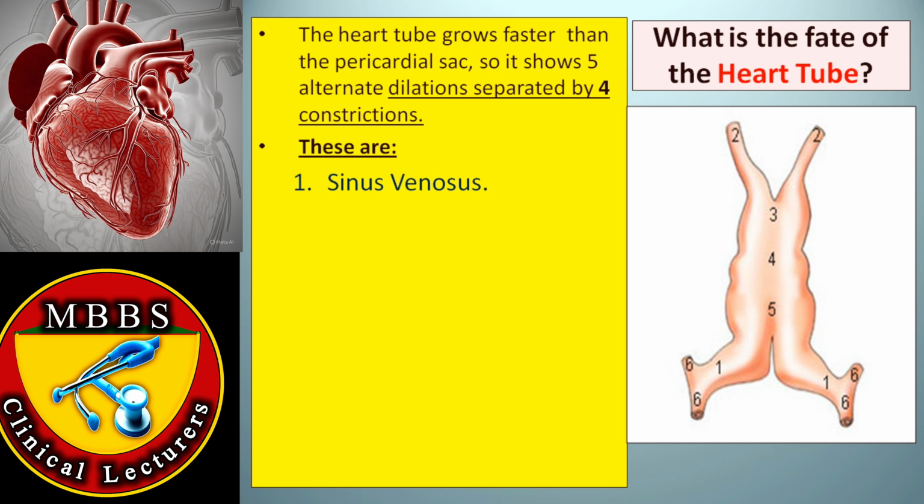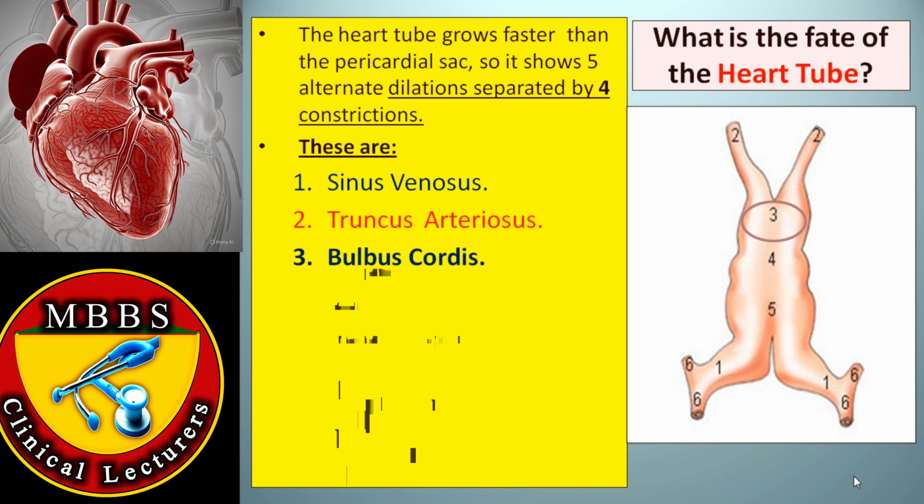One is the venous end, I have told you. So the venous end is the sinus venosus. Then the second is the truncus arteriosus. The cranial part is the arterial end, and it is connected with the developing pharyngeal arches. They are interconnected with the developing pharyngeal arches, and that is called the truncus arteriosus.